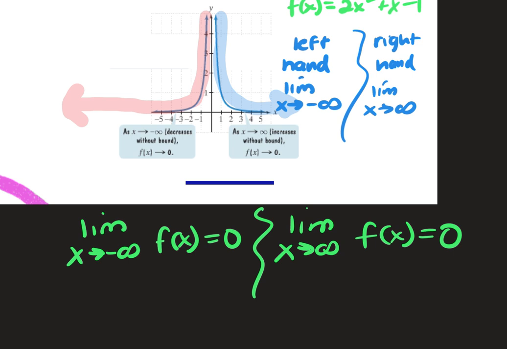So the limit notation would be that, okay? It does not mean it's the limit of the graph. It means you're using limit notation to describe the end behavior. Those are two different things, okay? The limit would be the y at a specific point.